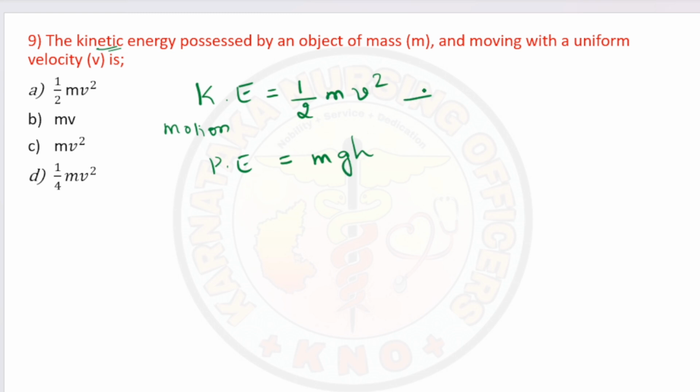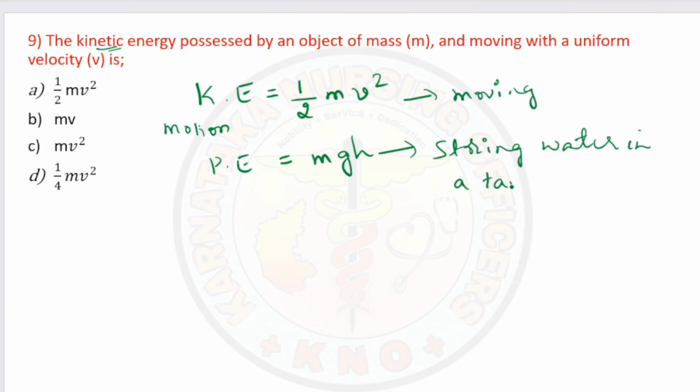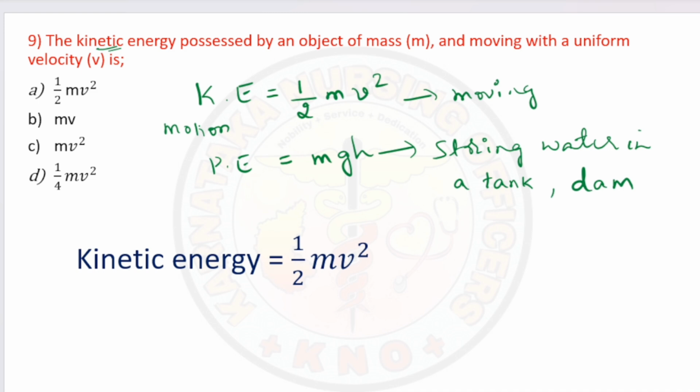Okay, so an example for kinetic energy is a moving chair. Moving any object or lifting any object is considered an example of kinetic energy. And for potential energy, storing water in a tank or water collected in a dam. So these are the examples for potential energy. Understood? So kinetic energy is given by half mv square. So next question.